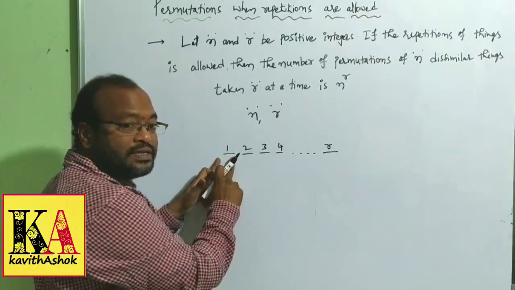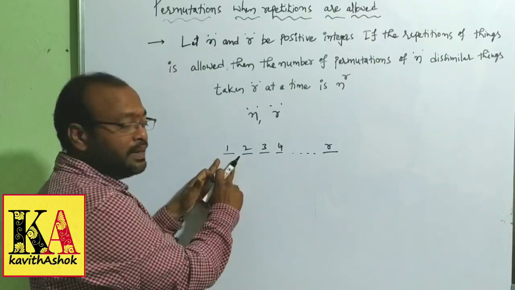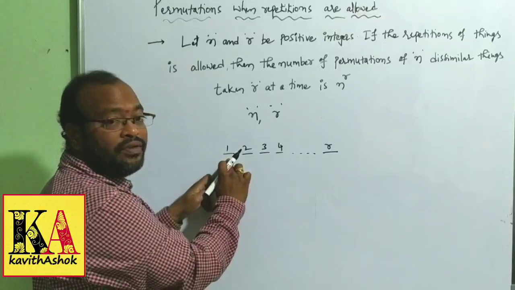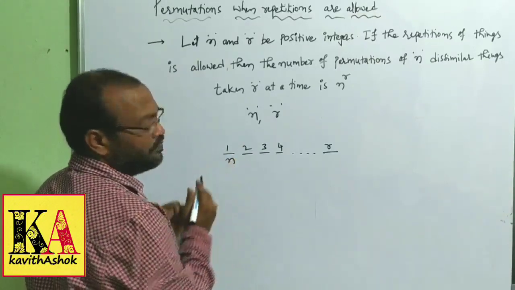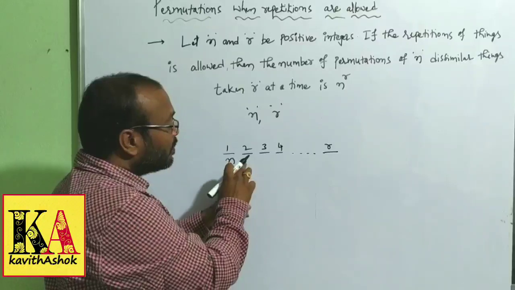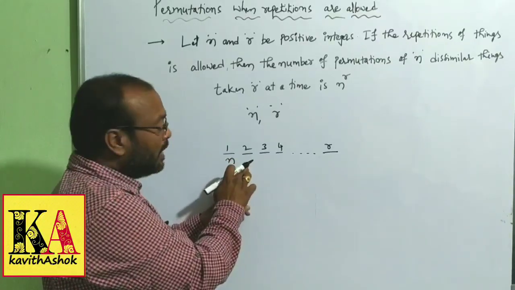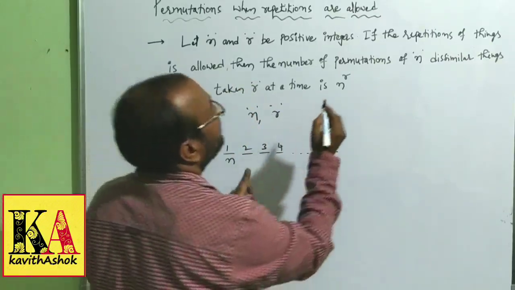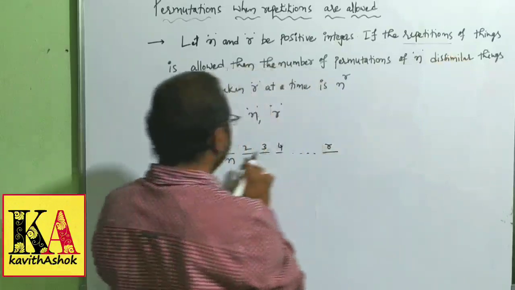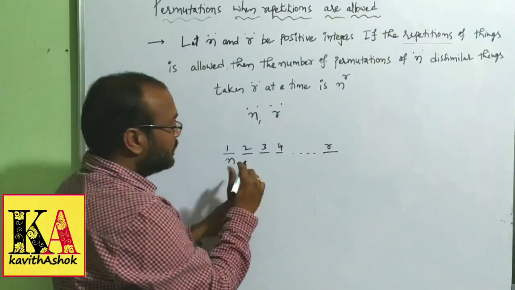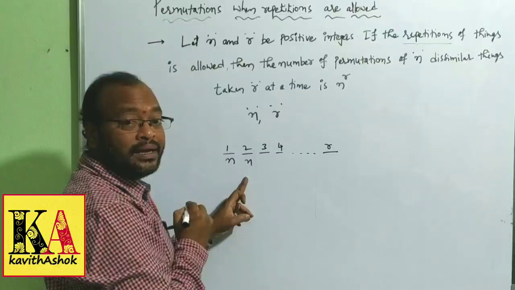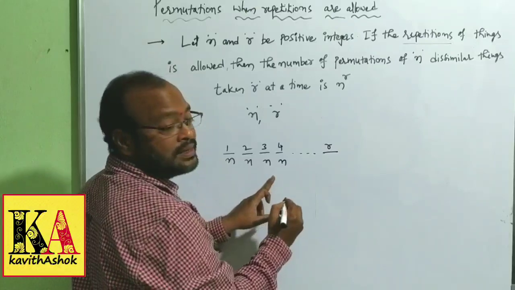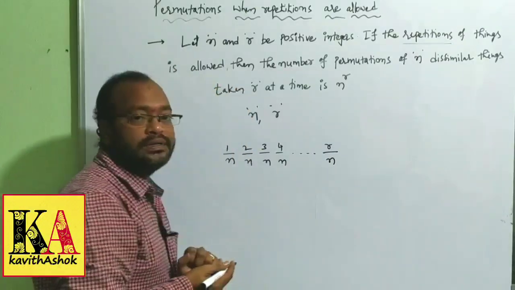When we fill up the first place, we have n choices, so we can fill it in n number of ways. While filling the second blank place, how many choices do we have? Previously, it was n minus 1. But here, when the repetition is allowed, again we take the same terms, so again we have n choices. For the third also n choices, for the fourth also n choices, for the rth also n choices.